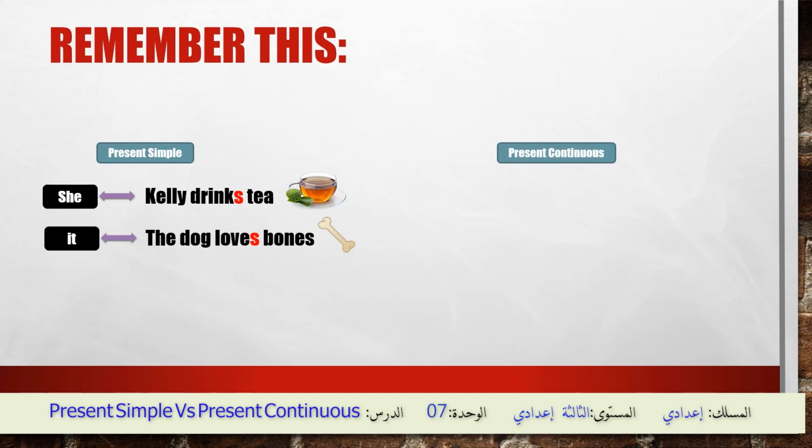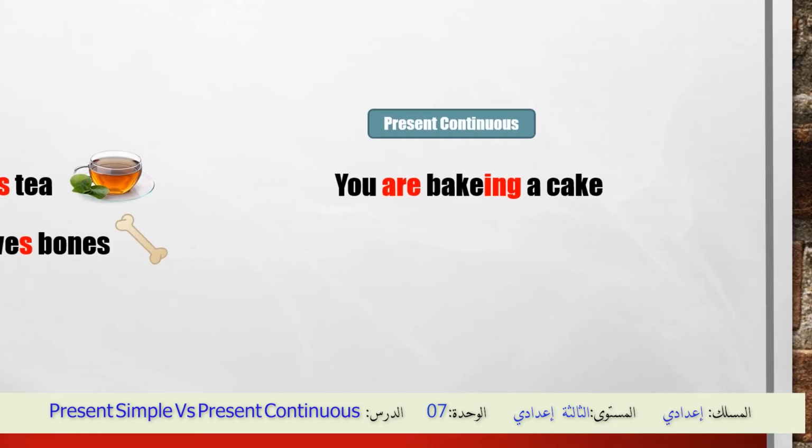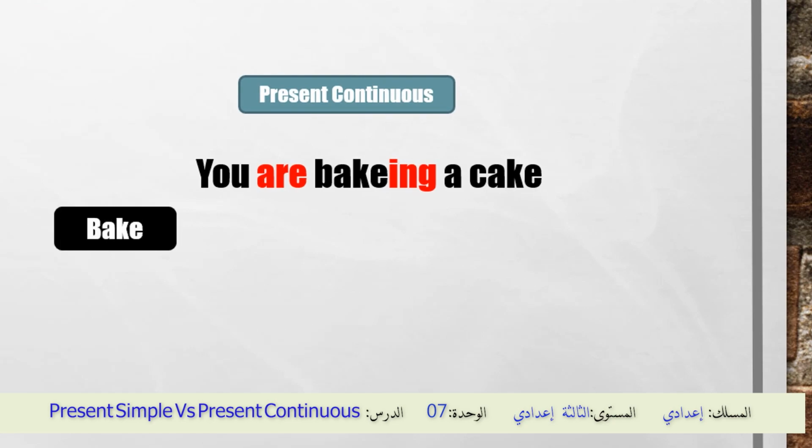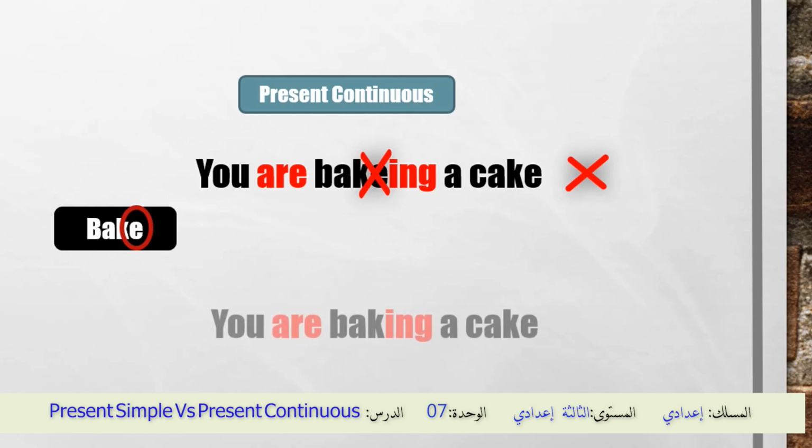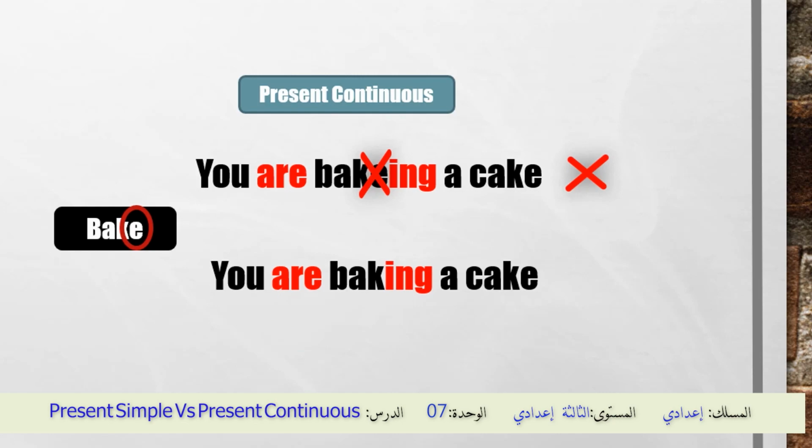In the present continuous, the rule that we should remember also is like this. You are baking a cake. So the verb here is to bake. But as you notice, we have e at the end of the base form of the verb. So the verb in its original form is bake with e at the end. And we have said earlier that the rule insists that we should remove the e at the end of the verb before we add ing. And the correct form is, you are baking a cake. There is no e, we add only ing. And this is the correct form.